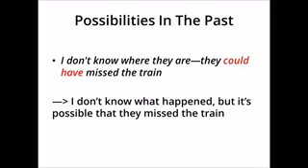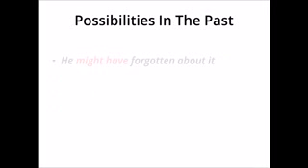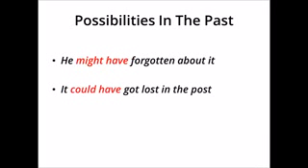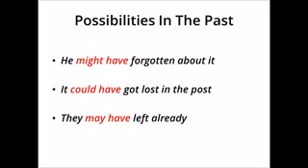I'm not sure. In this situation, you can use could, might, or may to talk about a possibility in the past. So you could say, he might have forgotten about it. It could have got lost in the post. They may have left already. In all of these sentences, it means we don't know what happened. This is just a possibility. He might have forgotten about it. I'm not sure, but it's possible.